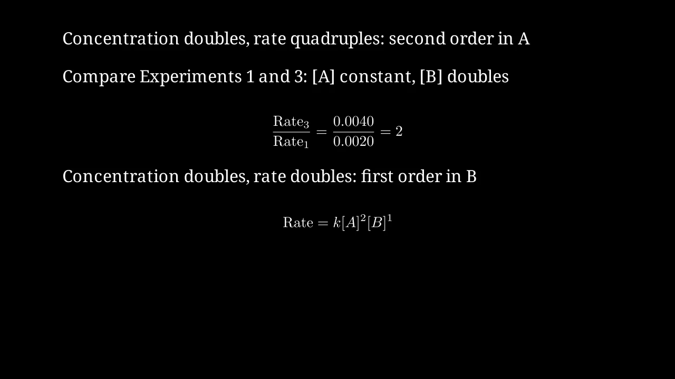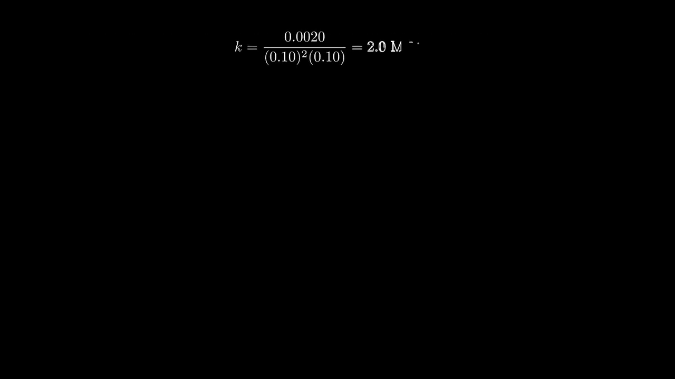Therefore, our rate law is rate equals k times concentration of A squared times concentration of B to the first power. Now we can calculate the rate constant k using data from any experiment. Let's use experiment 1. k equals 0.0020 divided by 0.10 squared times 0.10, which gives us 2.0 with units of M inverse squared per second.